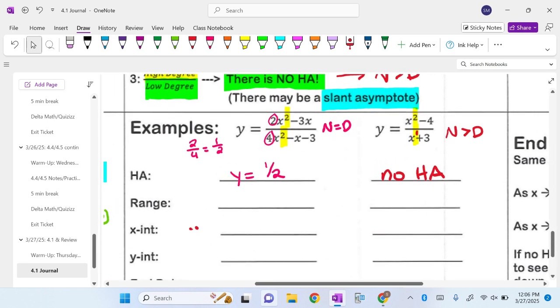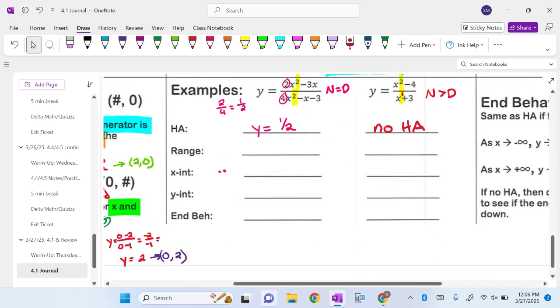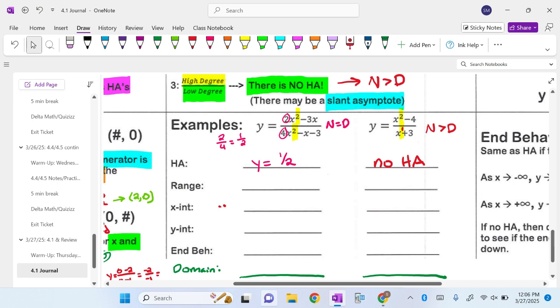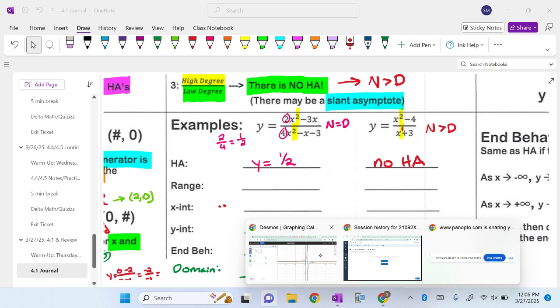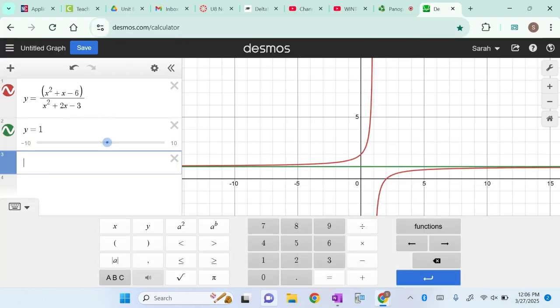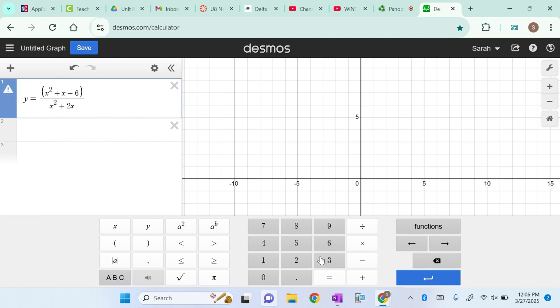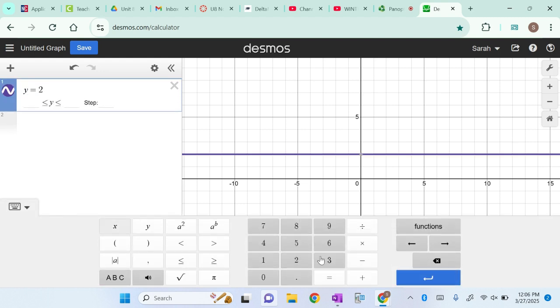So with these functions, it doesn't ask us to find the domain, but you know what? We're going to do it anyway. So we're going to find the domain of these functions. And for that, we're just going to use Desmos for this. So take a minute, graph that leftmost function in Desmos. So the 2x squared minus 3x over 4x squared minus x minus 3. So y equals 2x squared.